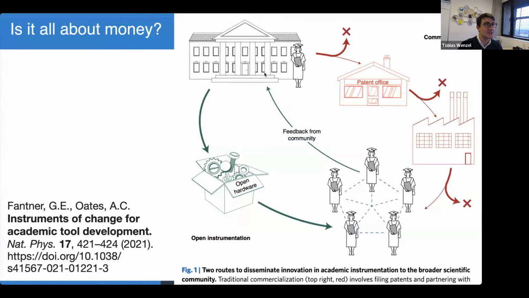So there is another interesting publication. It's not by me. It's called Instruments of Change for Academic Tool Development in Nature Physics. It's also a very nice read. I can recommend it. It's very brief, but they highlight that open source hardware is a really nice way, and they don't talk really about cost so much. Normally, if you build an instrument and you want to disseminate it, then you invent it, then you go to the technology transfer office of your university and you ask them if they're going to pay for your patent maybe.